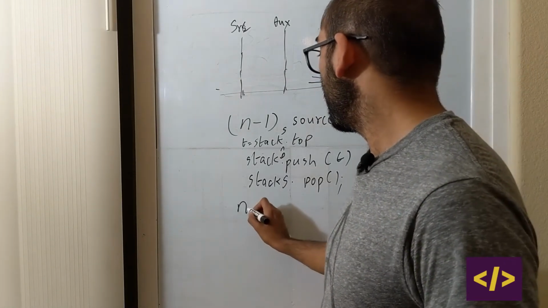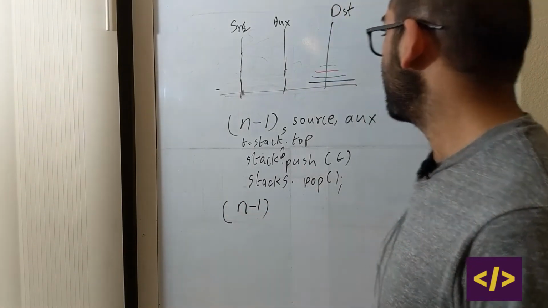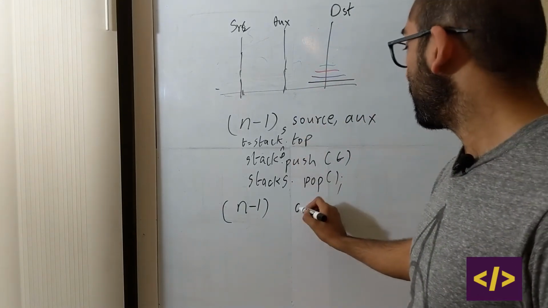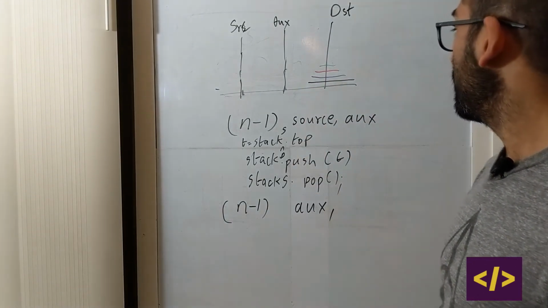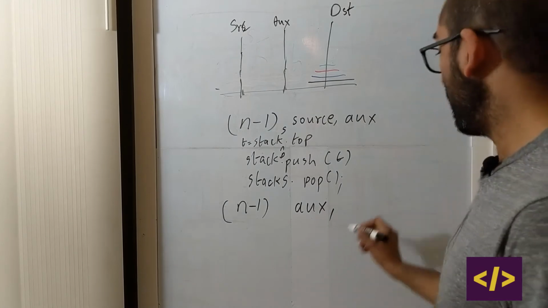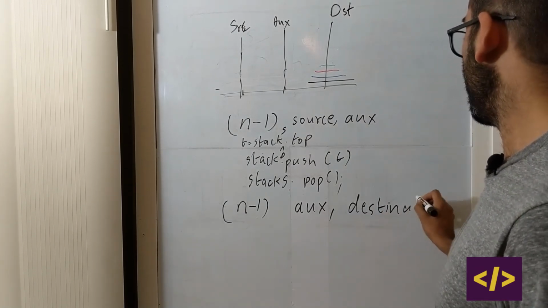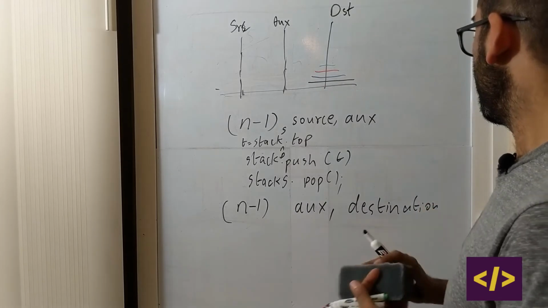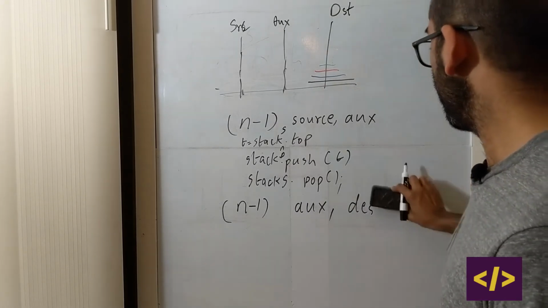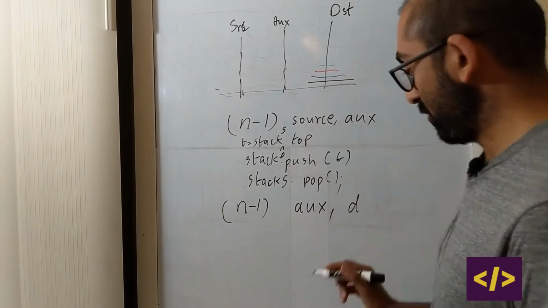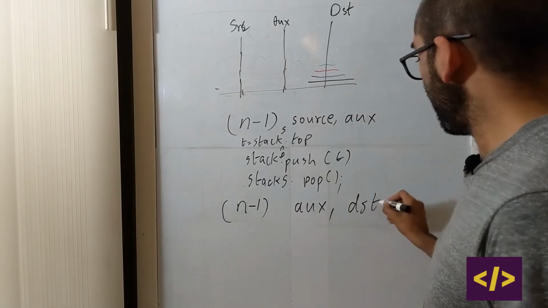We're going to do all of those n minus 1 rings. Where are they right now? They are right now at the auxiliary, right? Now take them from the auxiliary and put them into the destination. Okay. Why did I write all destination? I don't know, because it's late and I'm sleepy.